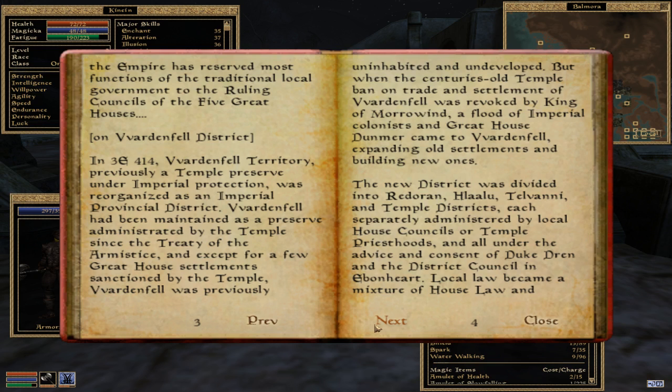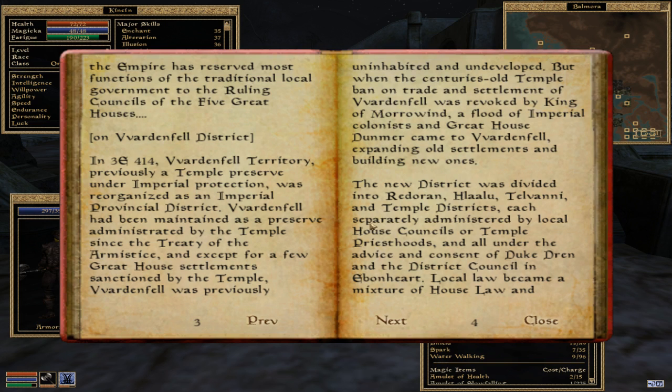In 3rd Era 414, Vanderfell territory, previously a temple preserve under imperial protection, was reorganized as an imperial provincial district. Vanderfell had been maintained as a preserve administered by the temple since the Treaty of the Armistice, and except for a few great house settlements sanctioned by the temple, Vanderfell was previously uninhabited and undeveloped.